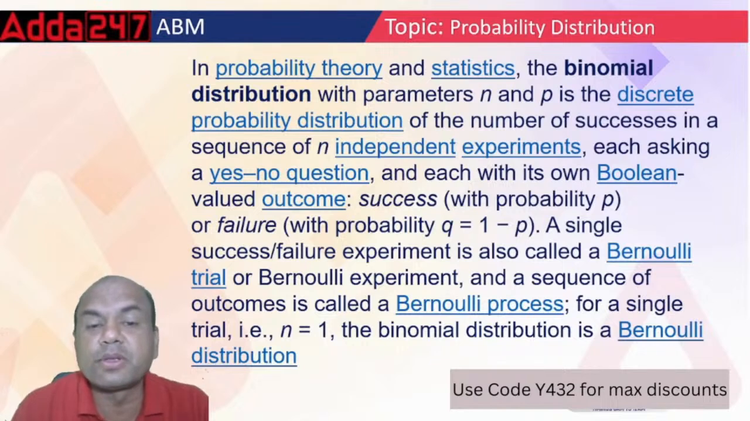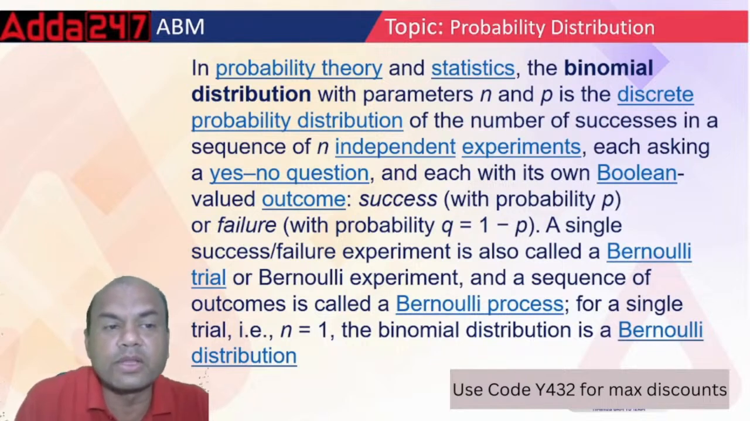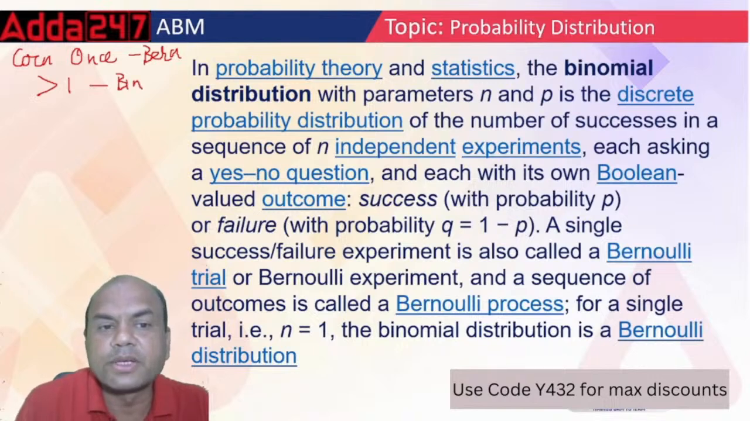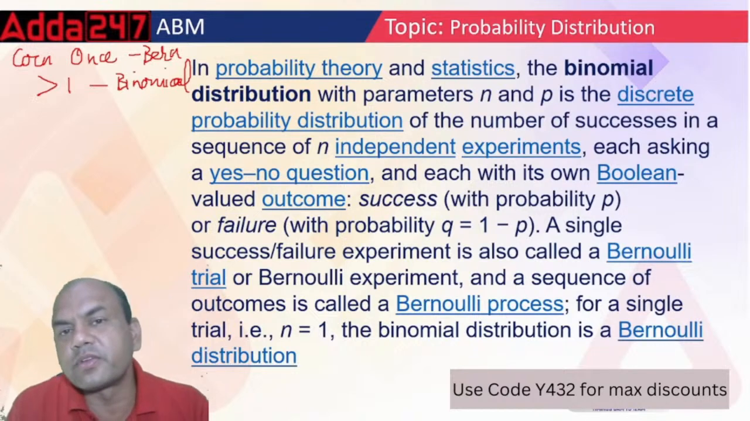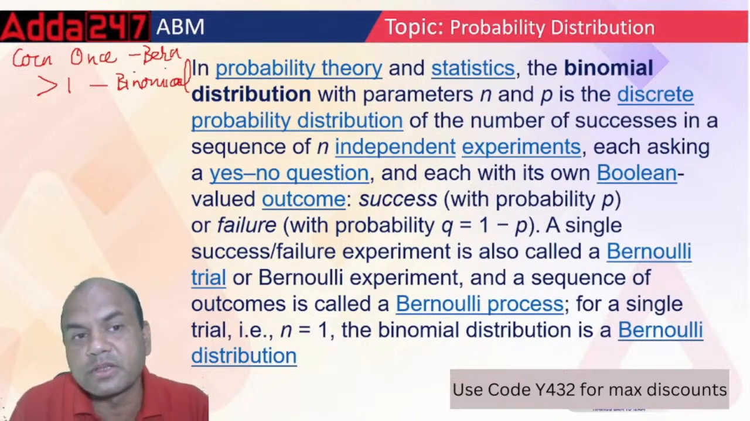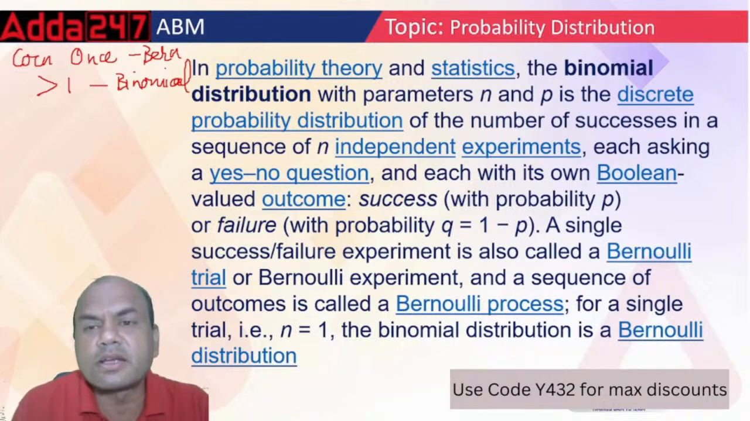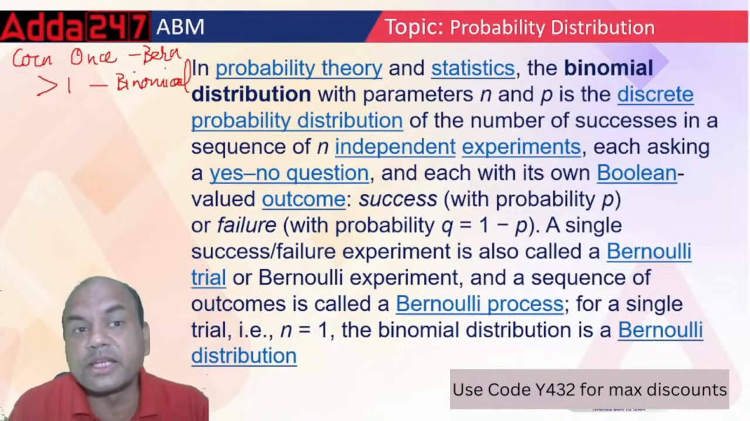Now I'll explain in simple words. When I toss the coin only once, then it is Bernoulli. When I toss it more than once, greater than 1, then it becomes binomial. The logic is, if I go on repeating the Bernoulli distribution for n number of times, I'll get binomial. Remember that much only. Each trial is independent in binomial because each trial is Bernoulli.